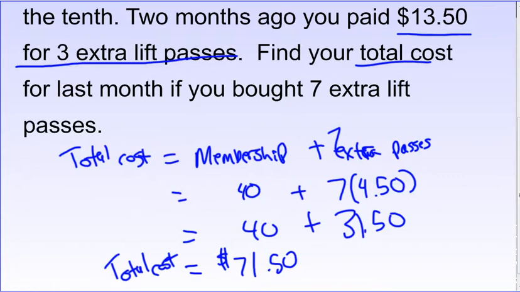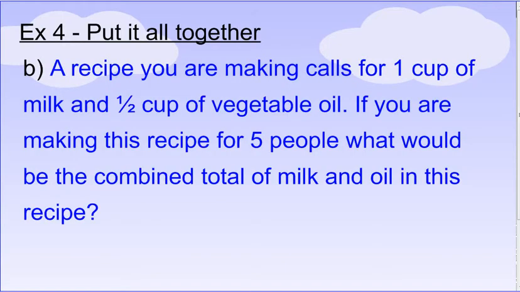Here's another multi-step problem. This is letter B. This is for you to try. It says a recipe you are making calls for 1 cup of milk and half a cup of vegetable oil. If you are making this recipe for 5 people, what would be the combined total of milk and oil in this recipe? Go ahead, pause the video, do the problem right now, and then hit play. We'll get back together in just a second.